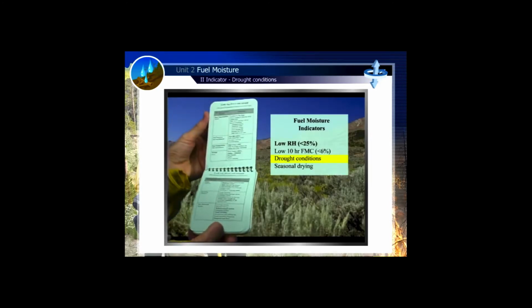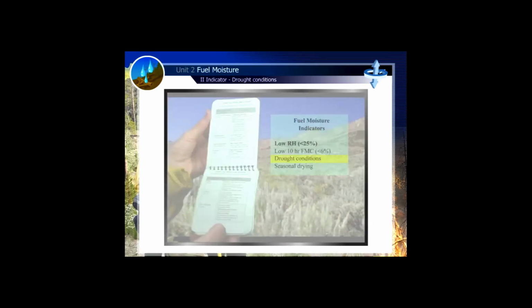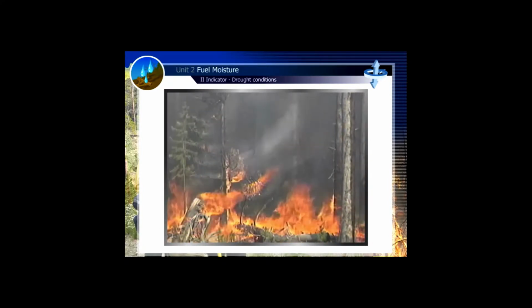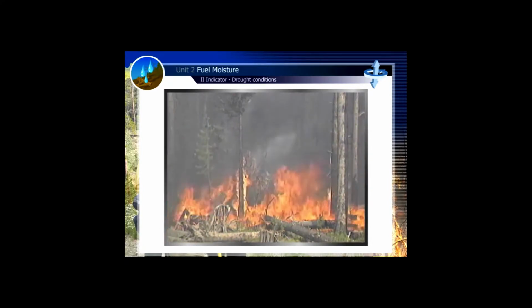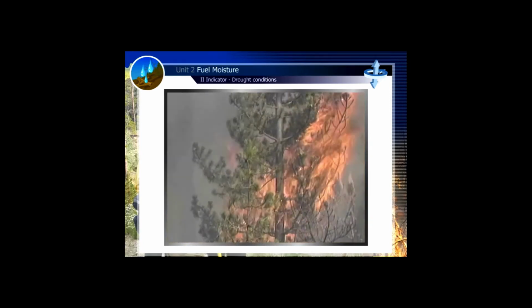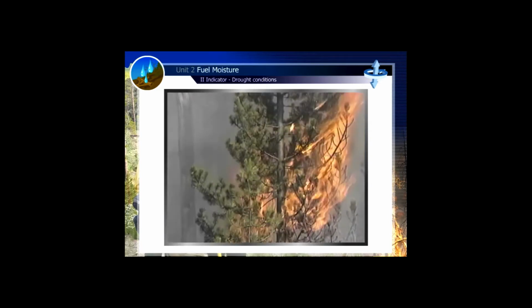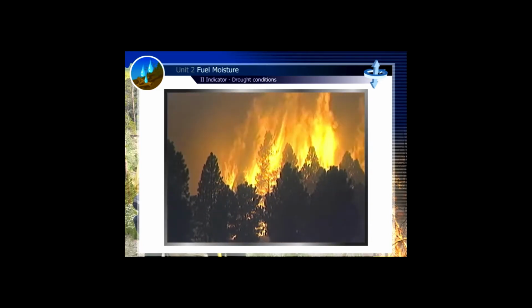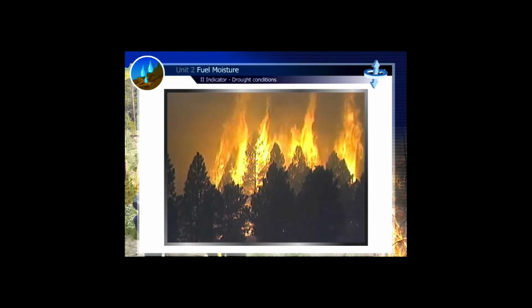Drought conditions is the next indicator. Drought will cause large dead and down fuels and live fuels to become available to burn. Live fuels are frequently consumed by fire when there is enough dead and dry fuels to support the fire. The effect of drought is accumulative over several seasons or years.